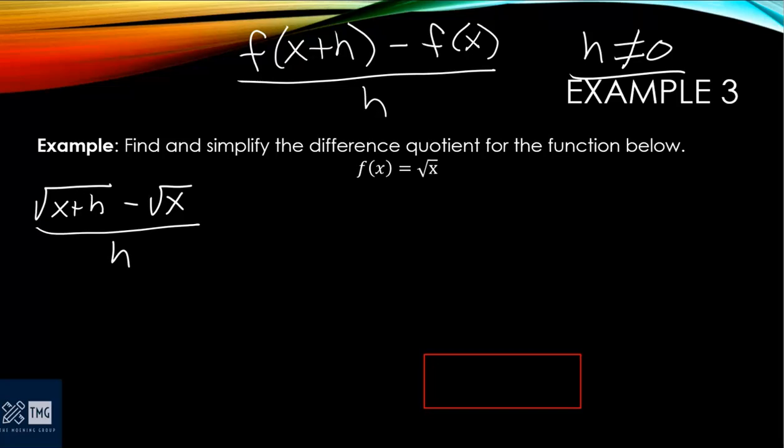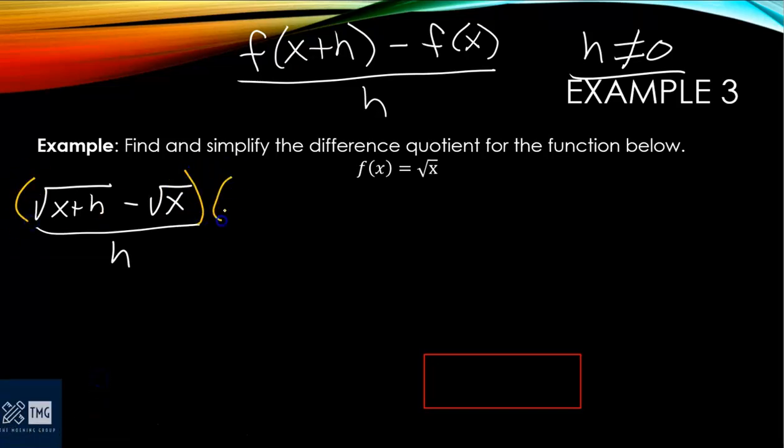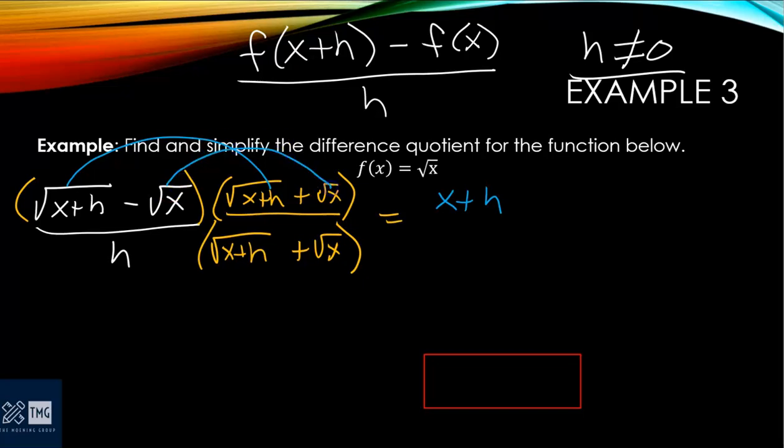And you might say, I don't know what to do with this. Well, we're going to need to rationalize the numerator. To rationalize the numerator, we are going to multiply by the conjugate, which is the square root of x plus h plus the square root of x. If you recall, the sole purpose of multiplying by the conjugate is that the middle terms cancel out. So the radical x plus h times radical x plus h just gives me x plus h. And the square root of x times the square root of x just gives me x. And I have a minus sign, right? Minus times plus gives me a minus.